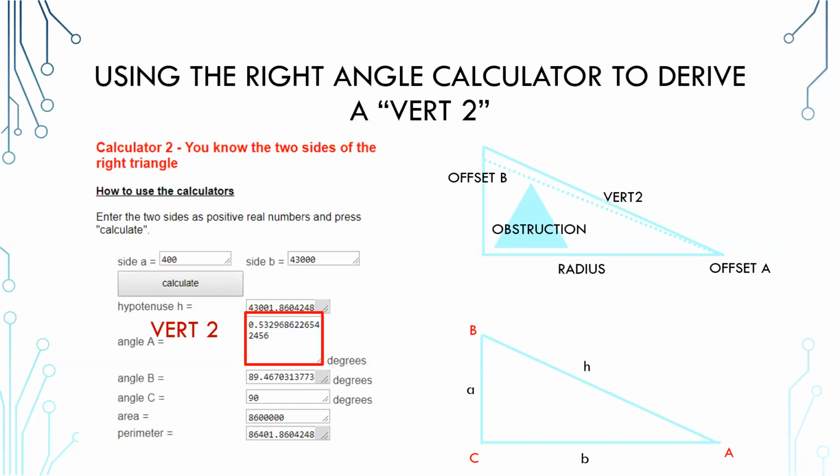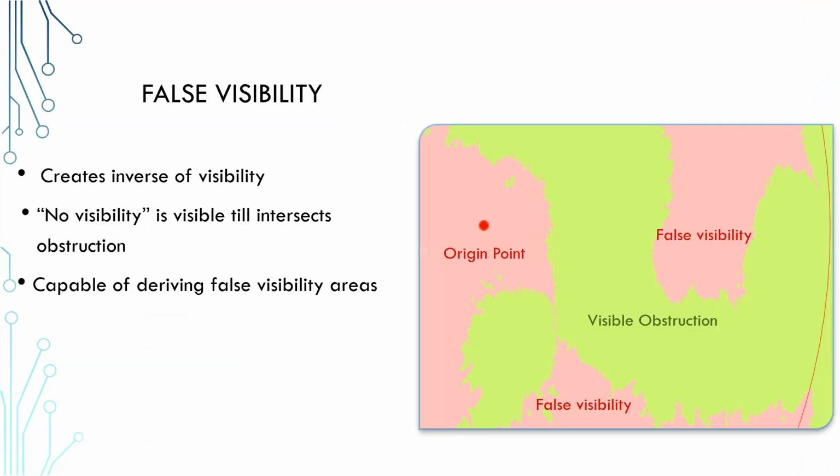So now we'll move along and see some analysis. So false visibility. If you look at this slide, the pink area nearest the origin point till the visible obstruction will be visible to the UAV. So the origin point is the communication tower, and the visible obstruction is actually mountains or elevation that is higher than the fly altitude of the UAV. So the visibility analysis tool is deriving the obstruction for the visible area.